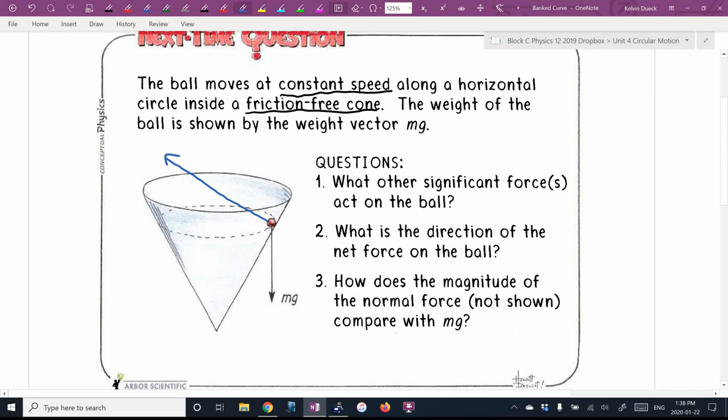Well, what path is this ball tracing out? In fact, it even says a horizontal circle, so the net force must be toward the center. I'm not going to put that on the free body diagram, though, because it never shows up on the free body diagram, but it is towards the center. Three, how does the magnitude of the normal force, not shown, compare with mg? I've drawn it bigger. Am I right, or is it smaller, or the same size?